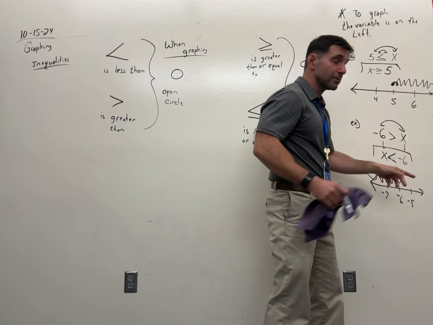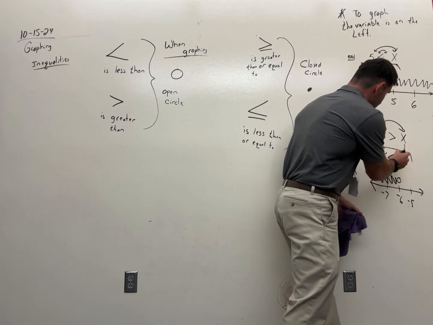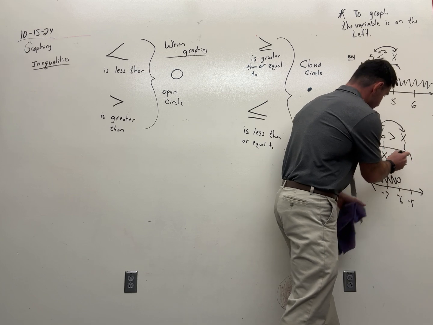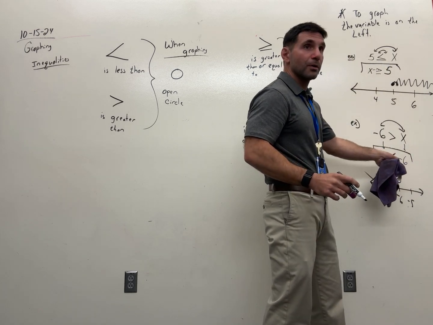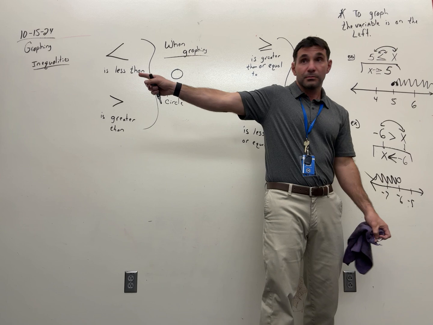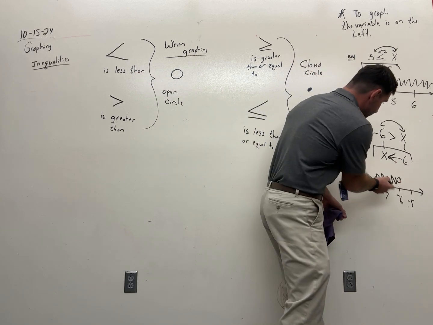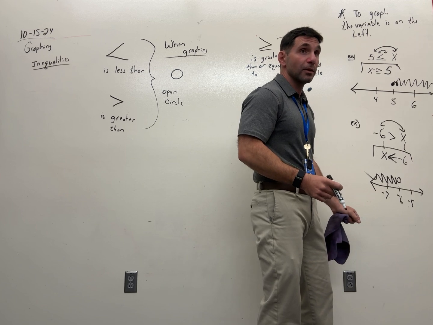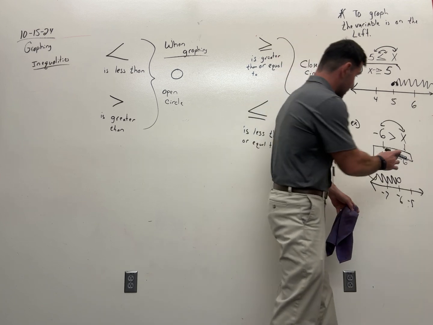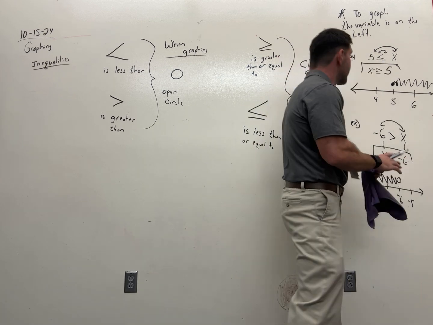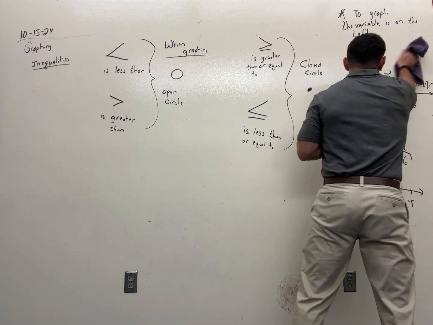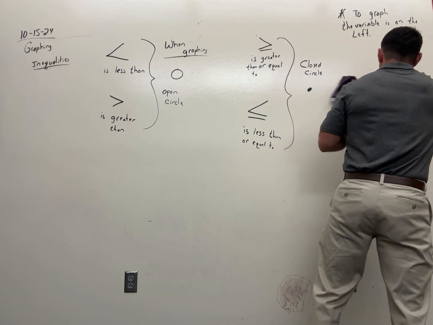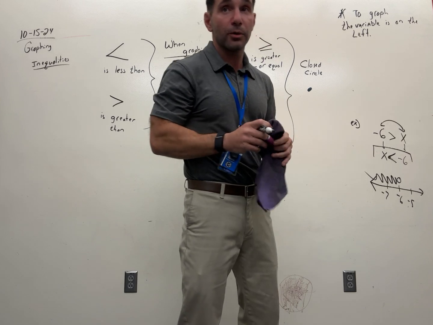Less than is an open circle, and the reason we want the variable on the left is we can take this inequality sign and make an arrow. Which way is that pointing? Left. This way, right? All of these numbers are less than -6. Those are all solutions for that inequality. Does that make sense? Yeah. So the only other thing that we need to do is go from the graph to the inequality.